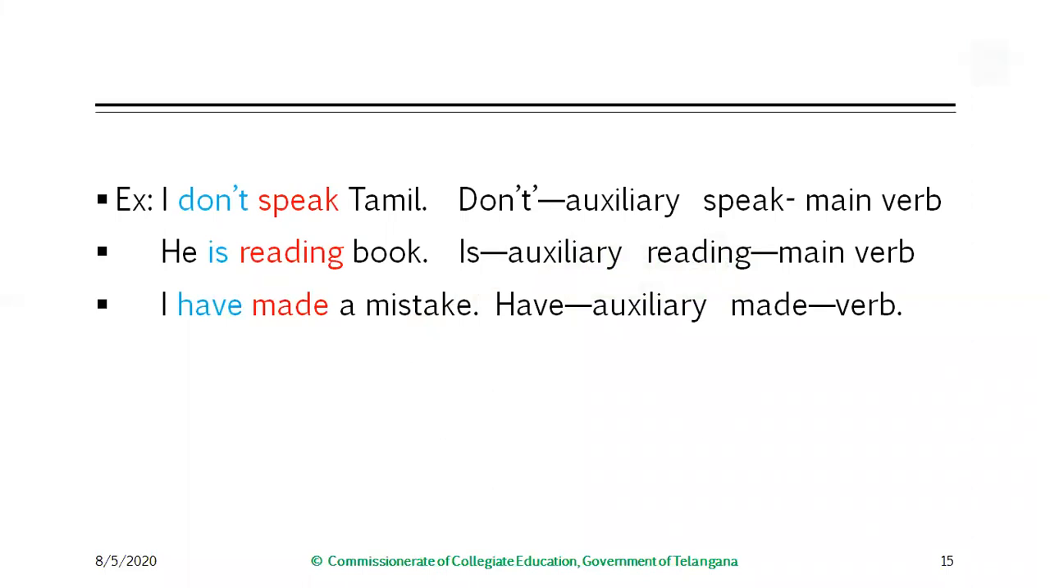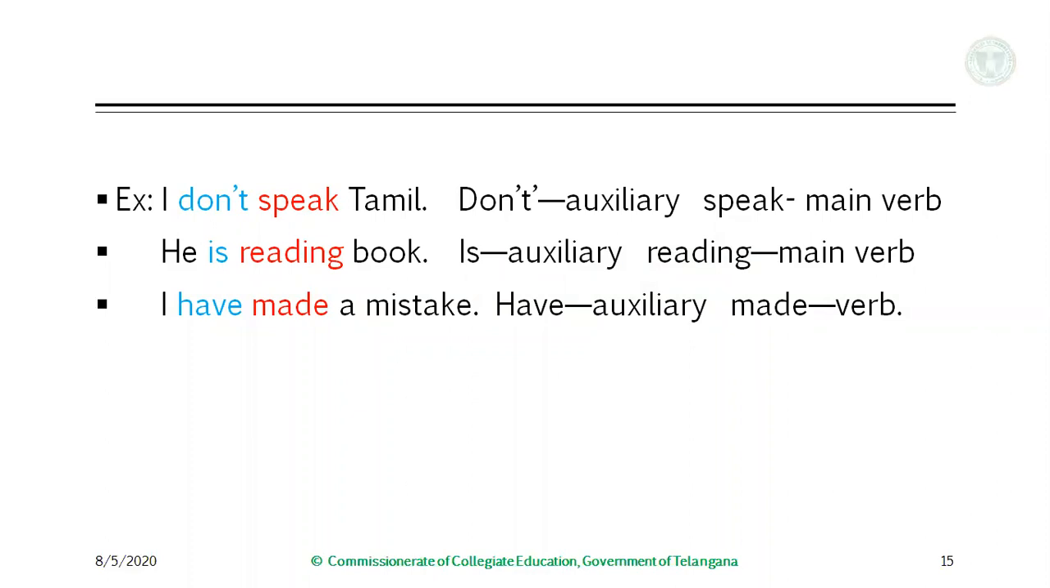Look at the sentences given here. I don't speak Tamil. Speak is the main verb here, and don't is the auxiliary or helping verb. It helps the main verb. It supports the main verb. So the verb that supports the main verb is called an auxiliary or helping verb.